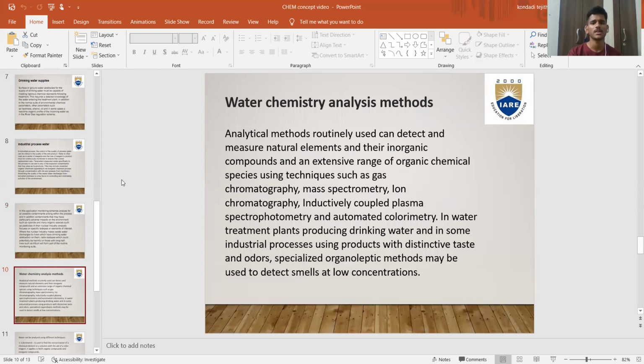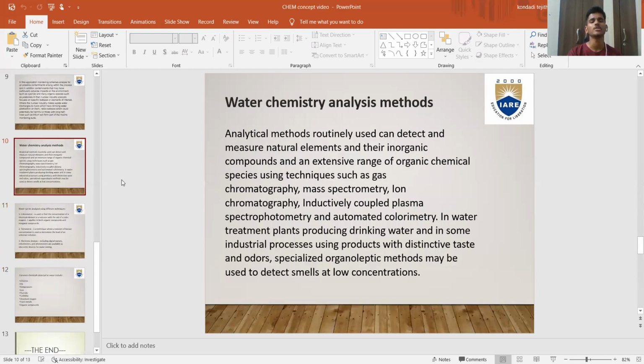Water chemistry analysis methods. Analytical methods routinely used can detect and measure natural elements and their inorganic compounds and an extensive range of organic chemical species using techniques such as gas chromatography, mass spectrometry, ion chromatography, inductively coupled plasma spectrophotometry, and automated colorimetry. In water treatment plants producing drinking water, and in some industrial processes using products with distinctive taste and odor, specialized organoleptic methods may be used to detect smell at low concentration.